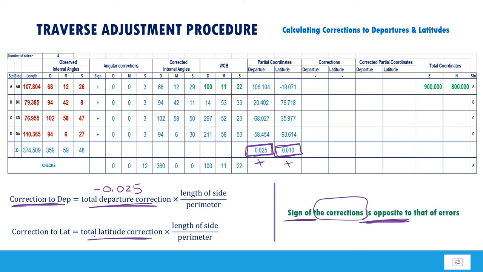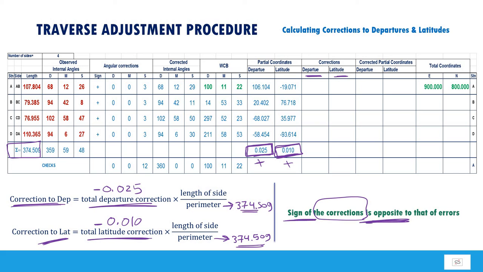And here for the latitude, the total latitude correction is minus 0.010. The perimeter, the summation of all of the distances, is 374.509 meters. The same here. So in my case, the correction to all the departures would be negative, and the correction to the latitudes should be negative.